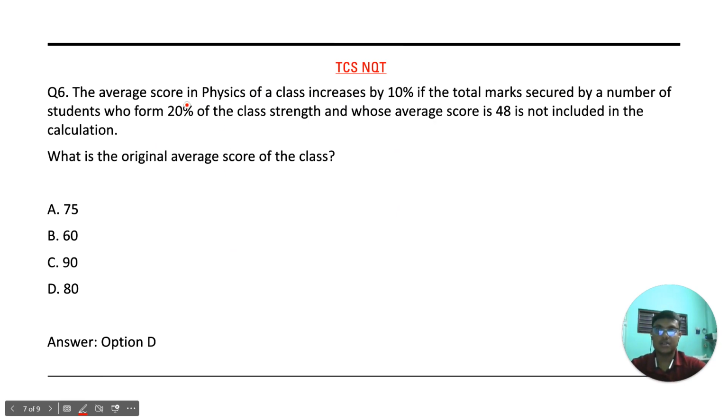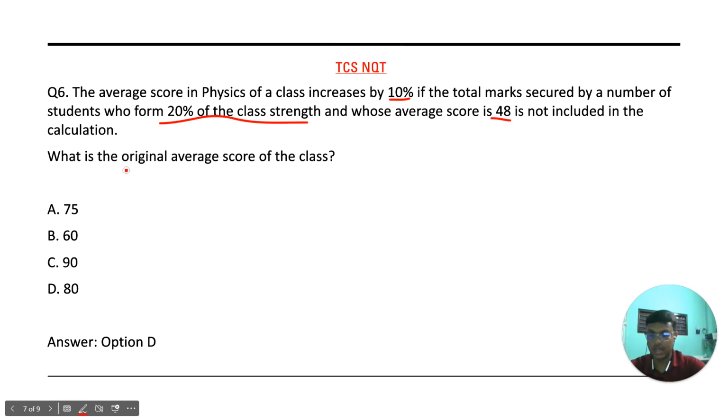Hope you all have tried to solve the questions by yourselves. The question says the average score in physics of a class increases by 10% if the total marks secured by a number of students who form 20% of the class strength and whose average score is 48 is not included in the calculation. So here are a few things to be assumed.